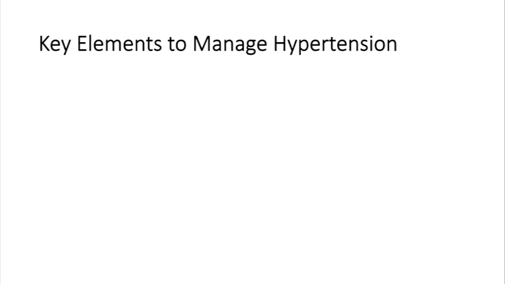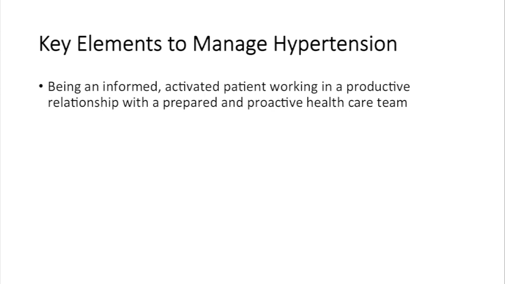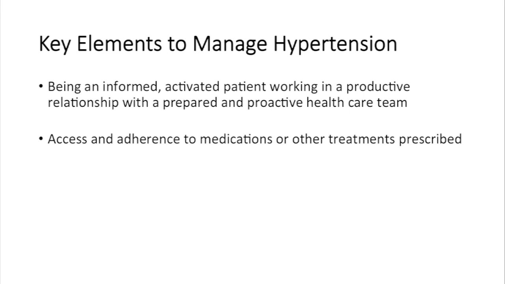According to CDC, the key elements to managing hypertension are, first, being an informed, activated patient working in a productive relationship with a prepared and proactive healthcare team. In other words, you've got a woman who wants to control her blood pressure, and she's working with a provider who is going to work with her to help her do that. The second thing is that she has to have access and adherence to medications or to other treatments as prescribed. In other words, she's got to be able to get her meds, and she's got to take them the way she's supposed to take them.